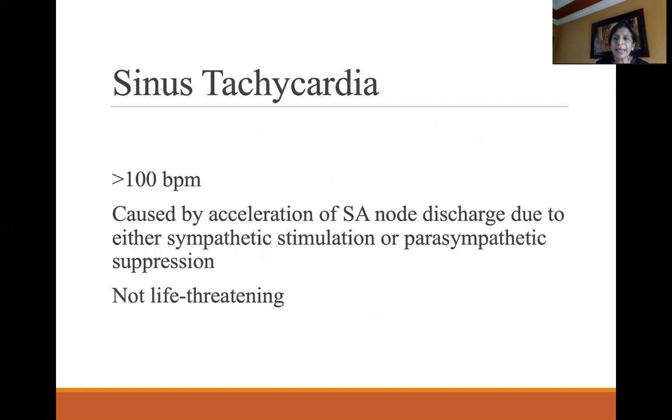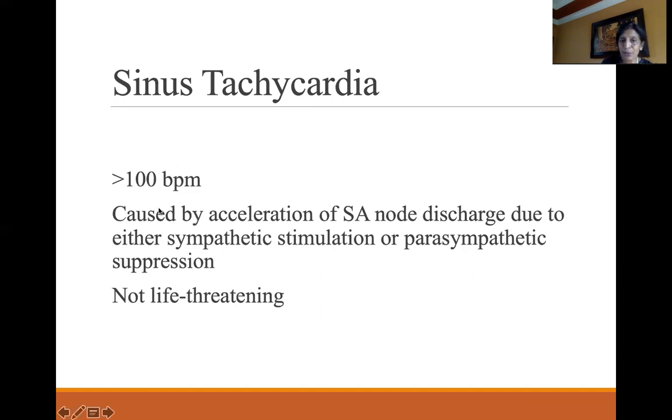Good. Sinus tachycardia. So this is SA node beating faster than normal, generating electrical impulse at a faster rate than normal. So typically, anytime it's over 100 beats per minute, that's when you use the term tachycardia.